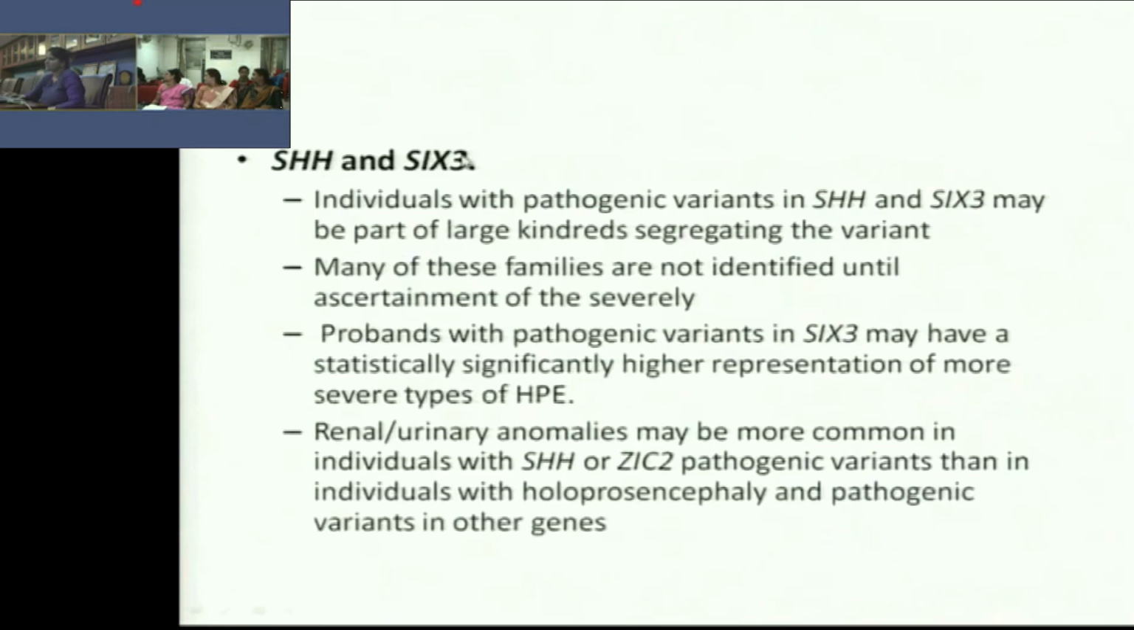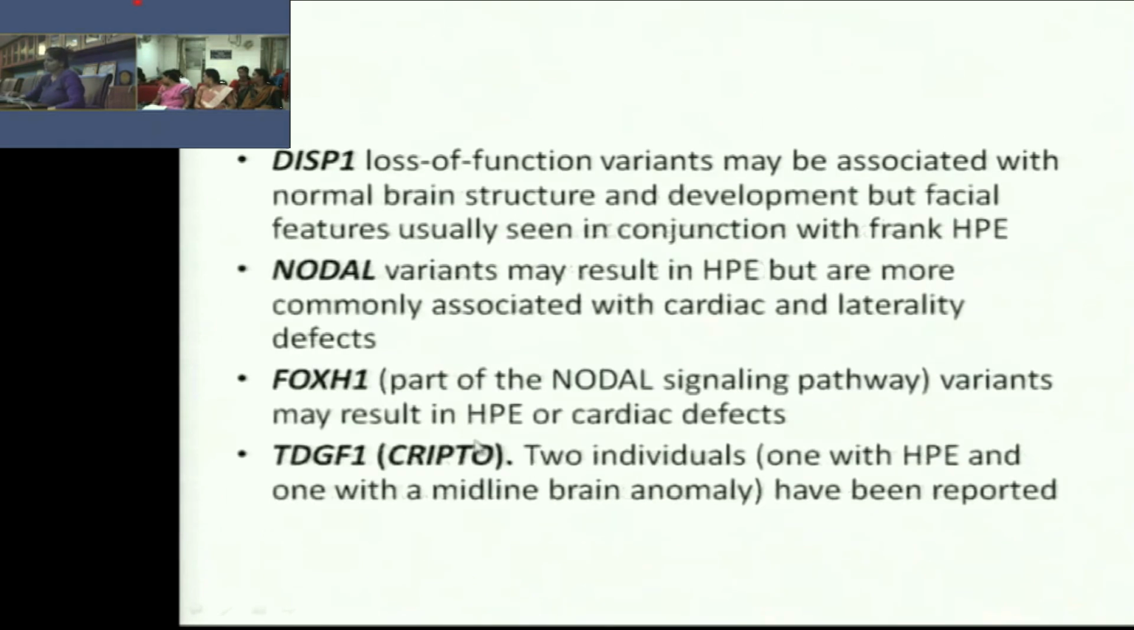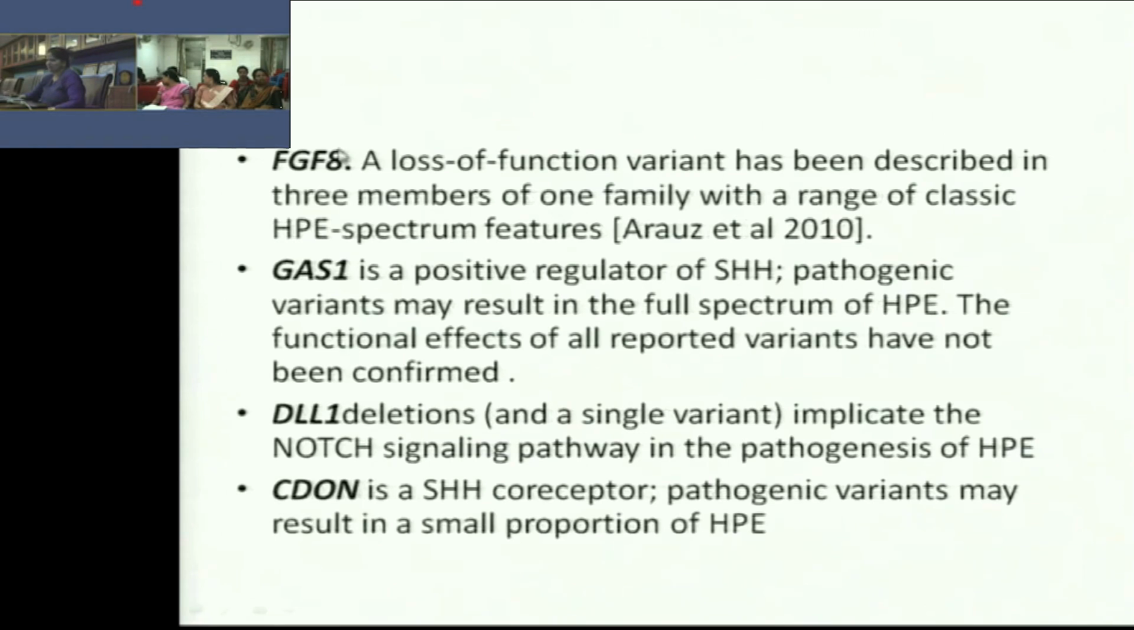So these are the genes assessed where the renal and urinary anomalies are found. These are the other genes, which I will not go into too much detail about. So these are FGF8, GAS1 and others. These are the various candidates which are now being proposed and gradually discovered as we do more sequencing, now that next generation sequencing has come up.